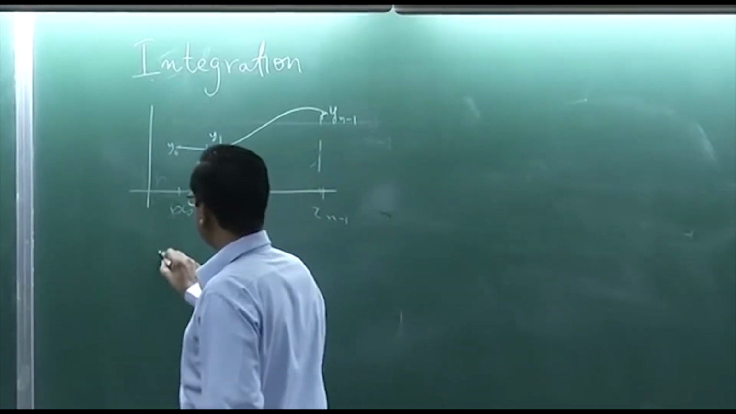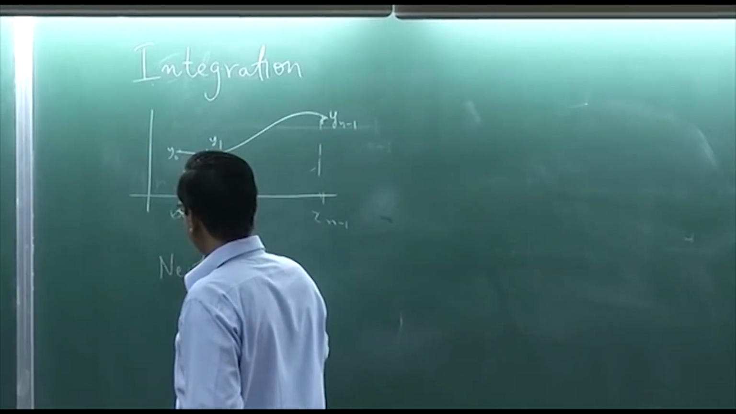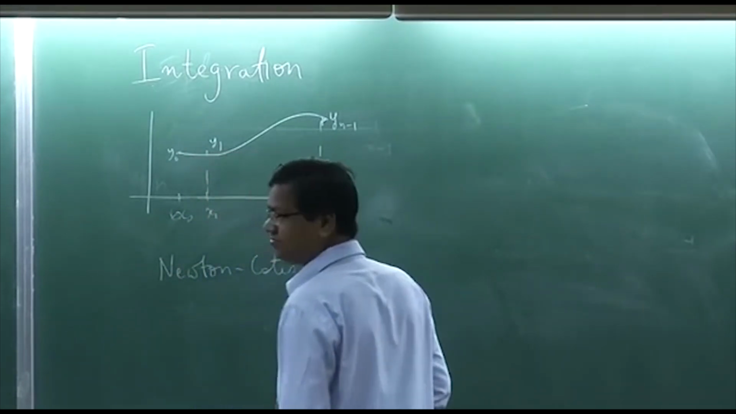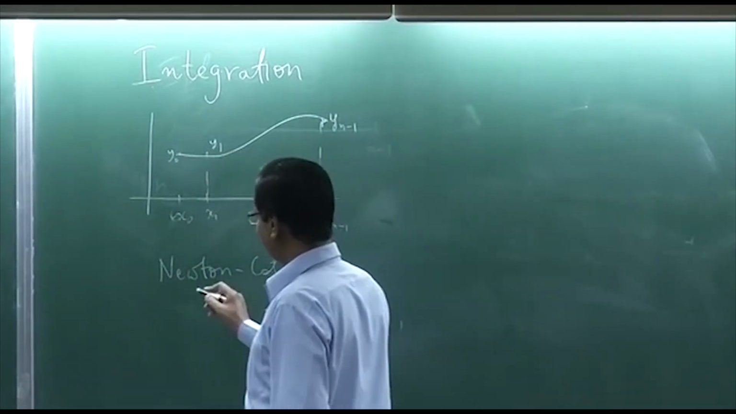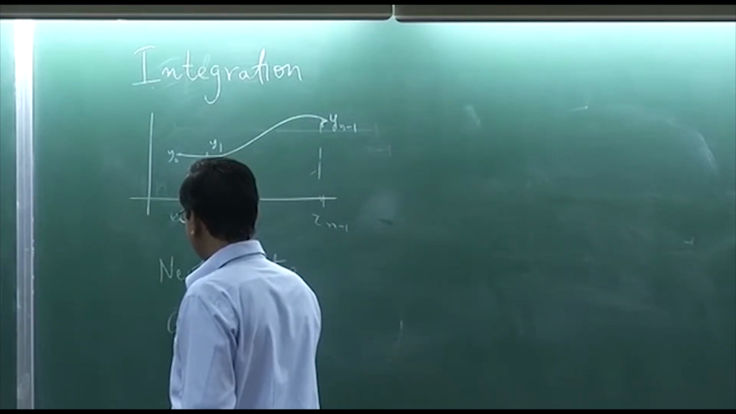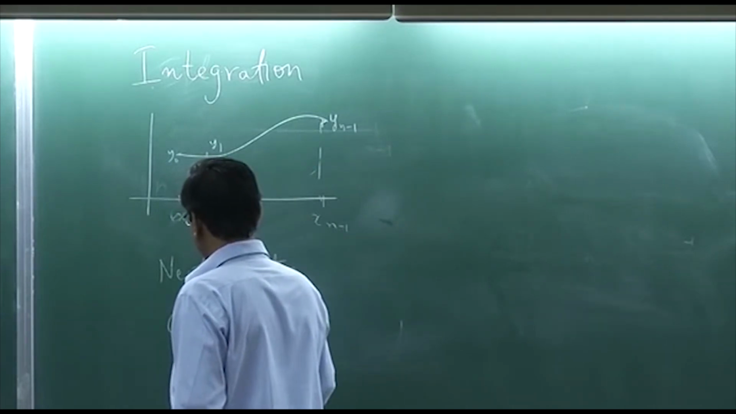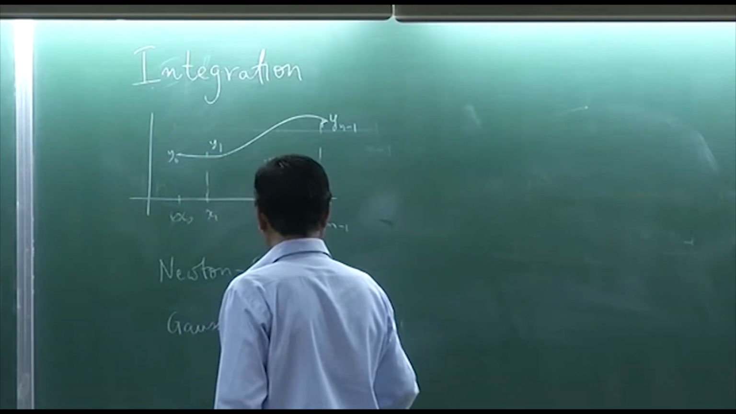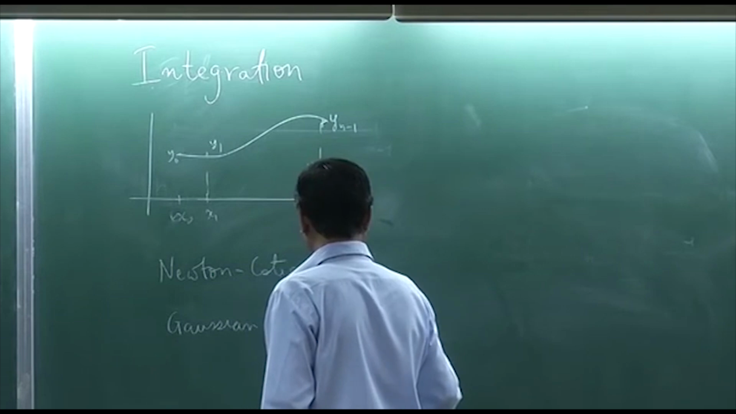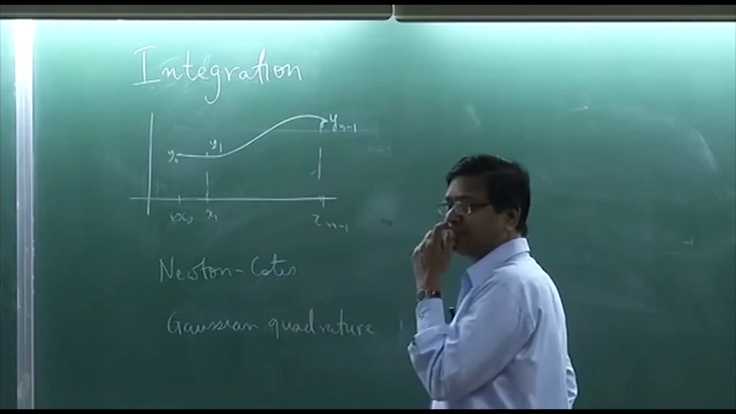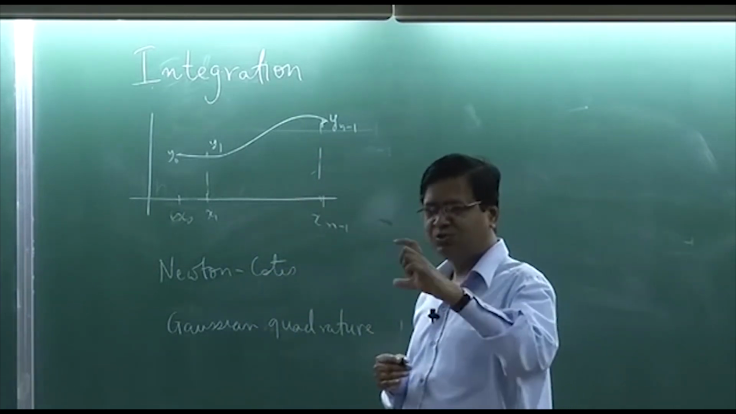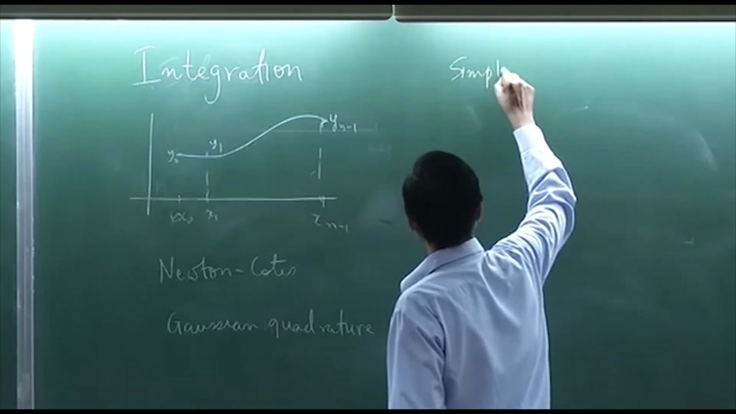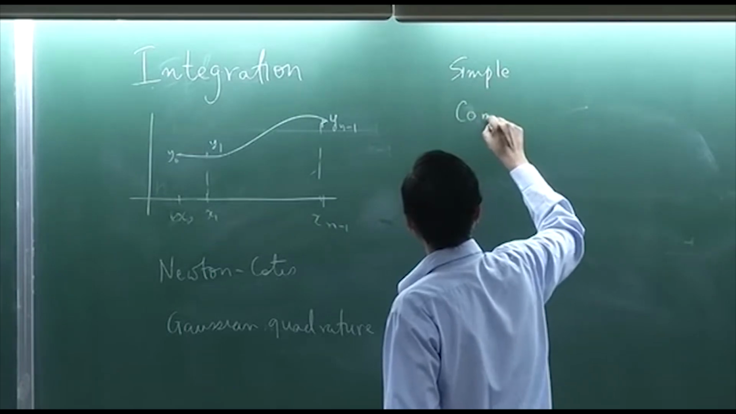So this is called Newton-Cotes. Again, this is the same Newton, okay. Newton-Cotes method, and the second one will be Gaussian quadrature. In fact, these methods are classified into two classes called simple method and complex method.